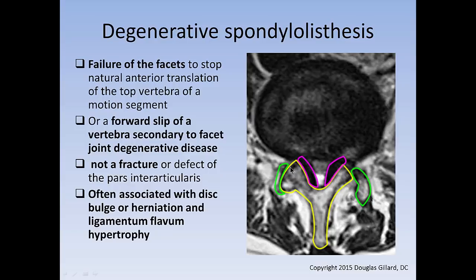So look at the posterior arch here of this. If this is L4, the L4 posterior arch. So we have here the inferior articular process, superior articular process. Look at what's happened over here. Whoa, now we got a big slip. There's no fracture through the pars, which is good, but the whole posterior arch has slid right off this facet joint. So this is a degenerative spondylolisthesis. It's a big one.